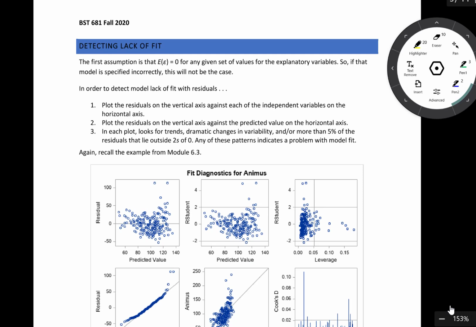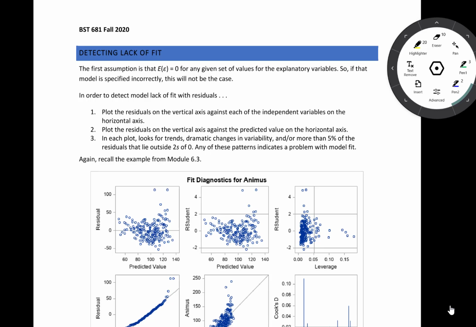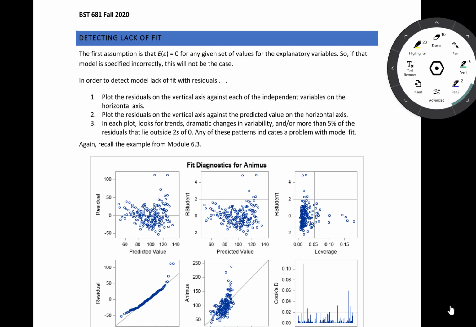So we can use our residuals to help us detect lack of fit of our model. So the first assumption that we have is that the expected value is equal to 0 for any given set of the explanatory variables. So if that model is specified incorrectly, that will not be the case. So in order to detect model lack of fit with residuals, we can look at any of these 3, or probably any of these 2, and there's a note down at the bottom.